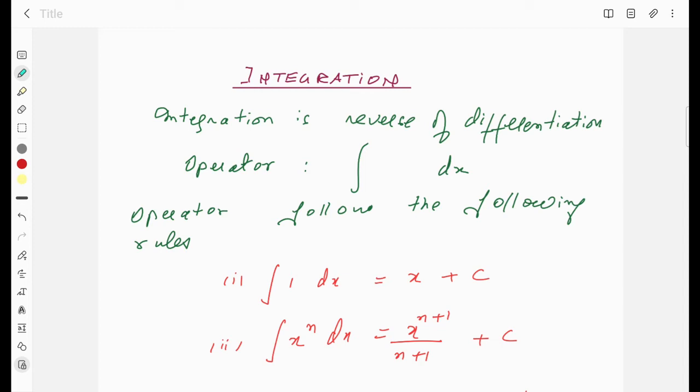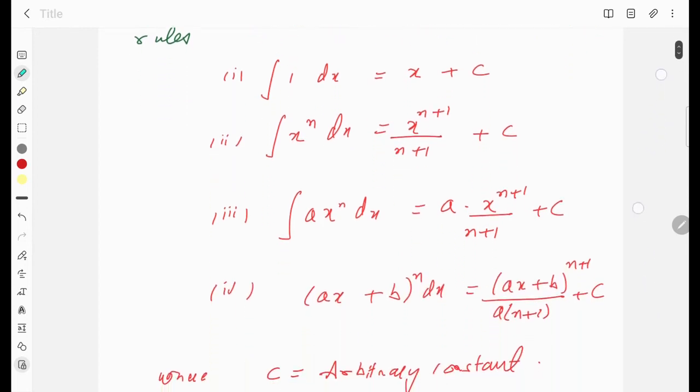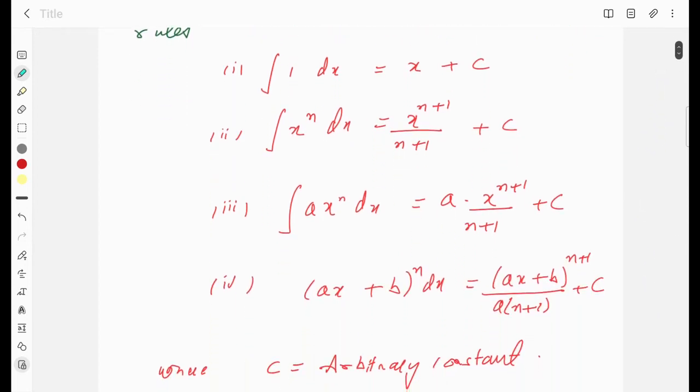Integration is the reverse of differentiation, and this is the sign of integration. You can take it as an operator which follows certain rules. Integral of 1 with respect to x is x. C is an arbitrary constant.